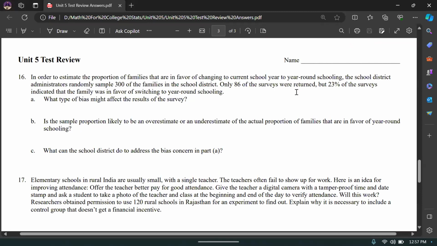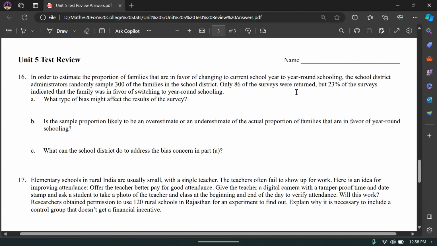Number 16 says this: in order to estimate the proportion of families that are in favor of changing the current school year to year-round schooling, school district administrators randomly sampled 300 of the families in the school district. Only 86 of the surveys were returned, but 23% of the surveys indicated that the family was in favor of switching to year-round schooling. What type of bias might affect the results of the survey?